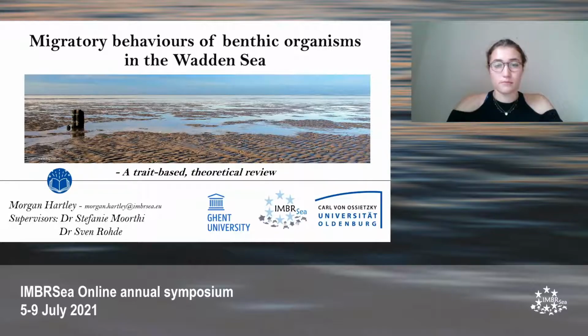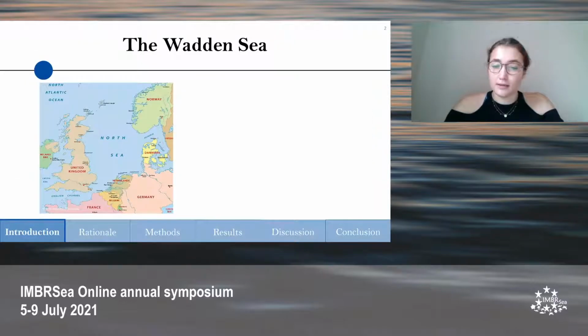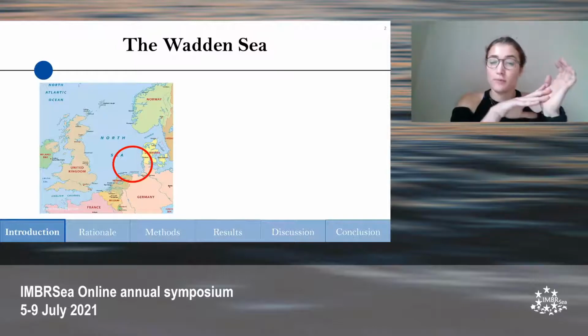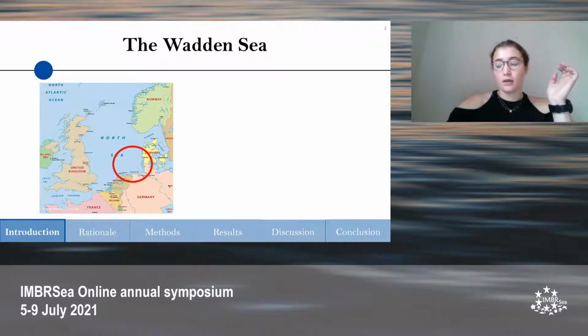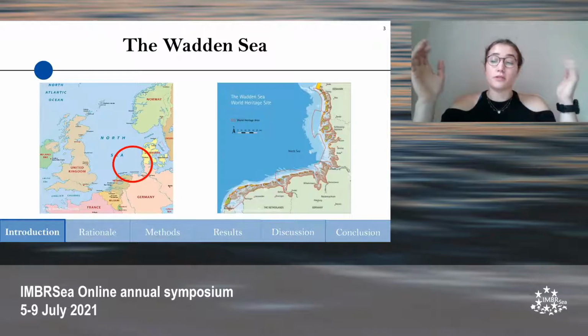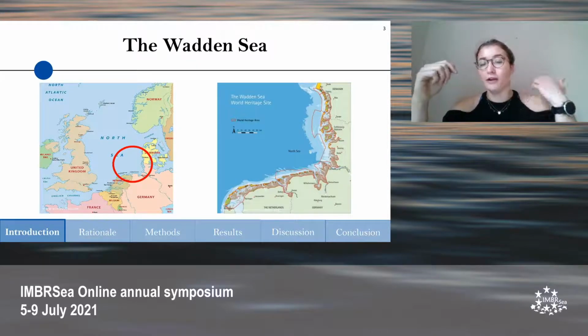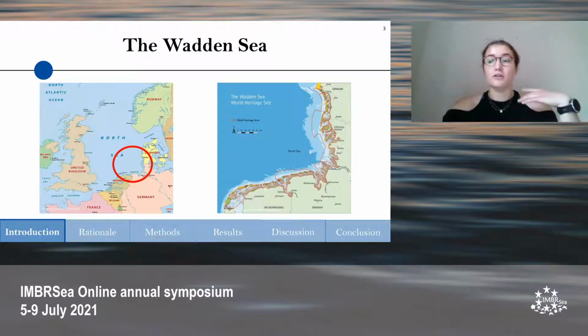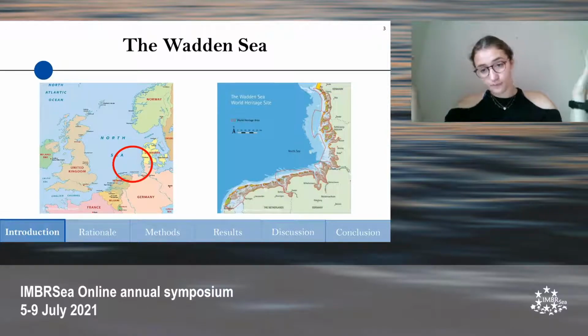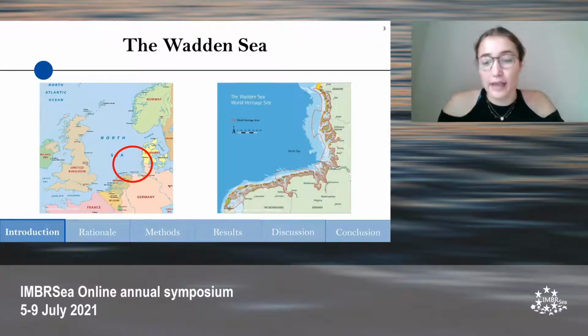The Wadden Sea is situated in the southeast of the North Sea and spans the coast of the Netherlands, Germany and Denmark. The Wadden Sea hosts one of the world's largest intertidal flat systems, spanning over 10,000 kilometres squared. And due to the diversity of both flora and fauna that the Wadden Sea supports, it's actually a UNESCO World Heritage Site.